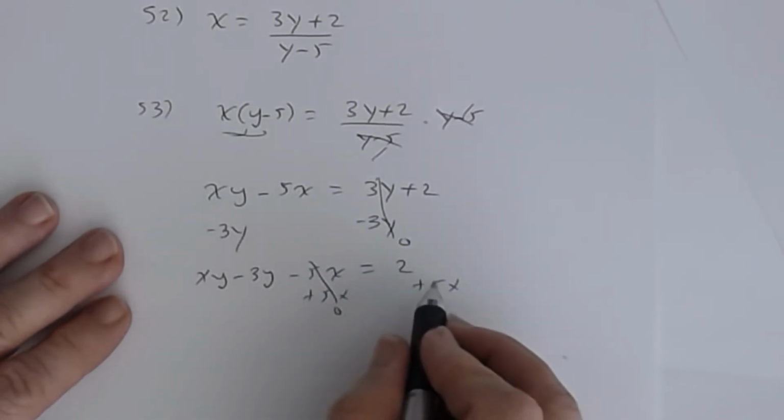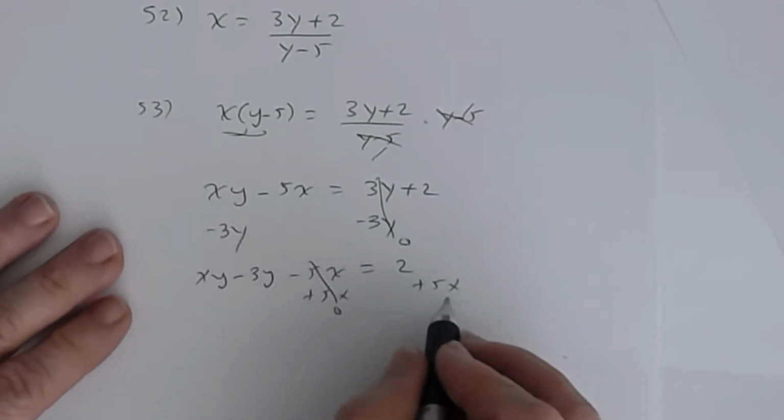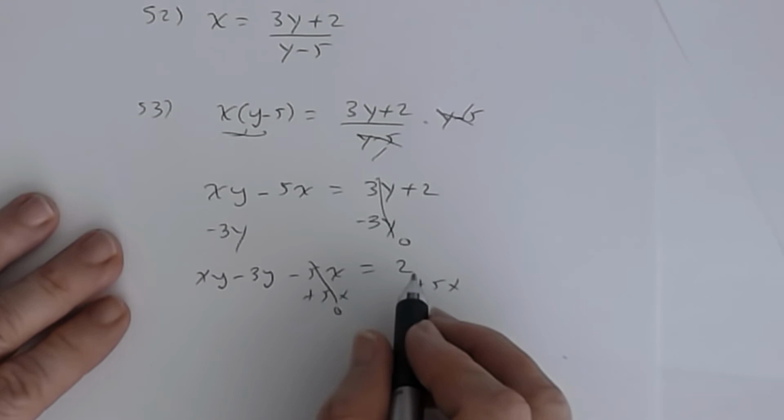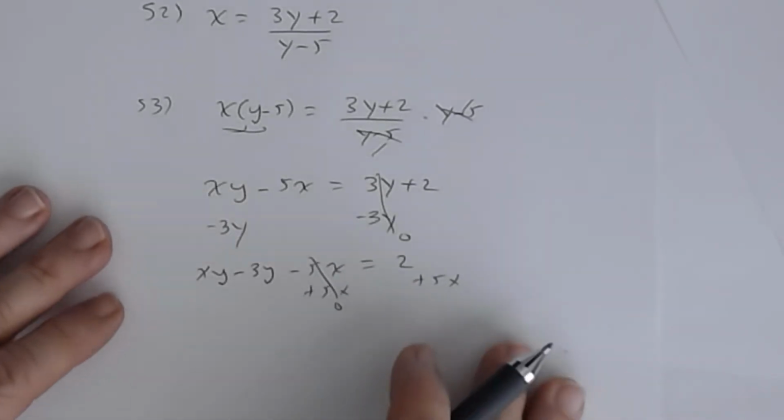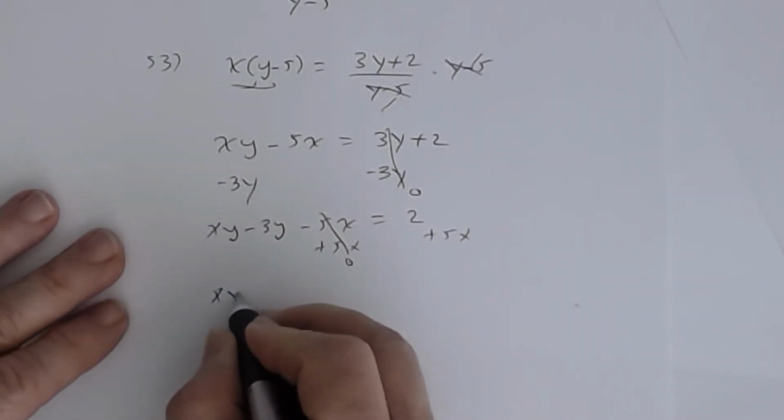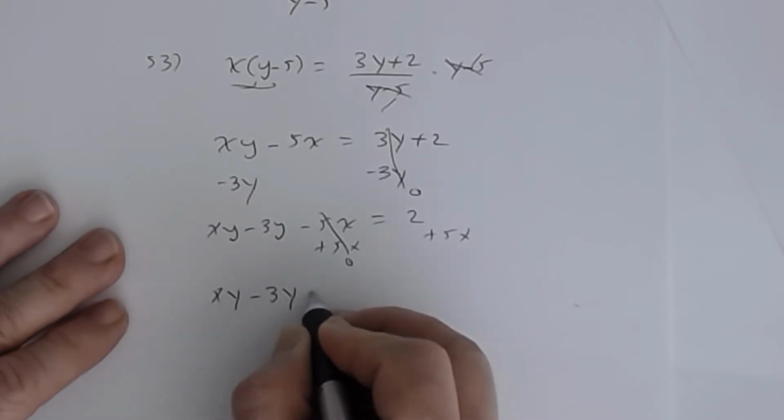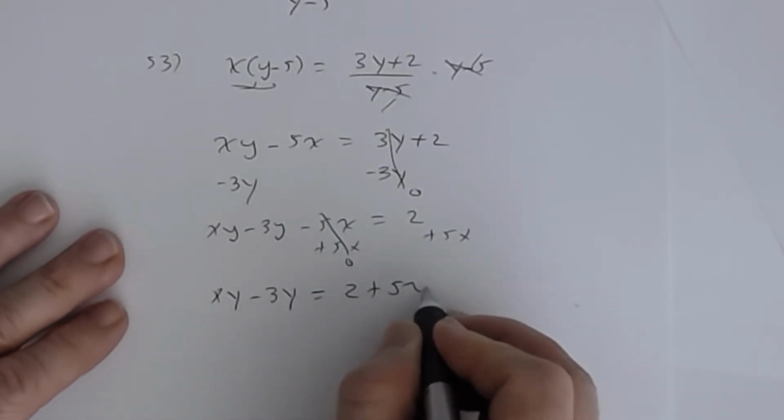These are like terms, these are not. So don't say this is 7x. You're in college algebra now. You need to know that. That's not 7x, that's 2 plus 5x. So you get xy minus 3y equal 2 plus 5x.